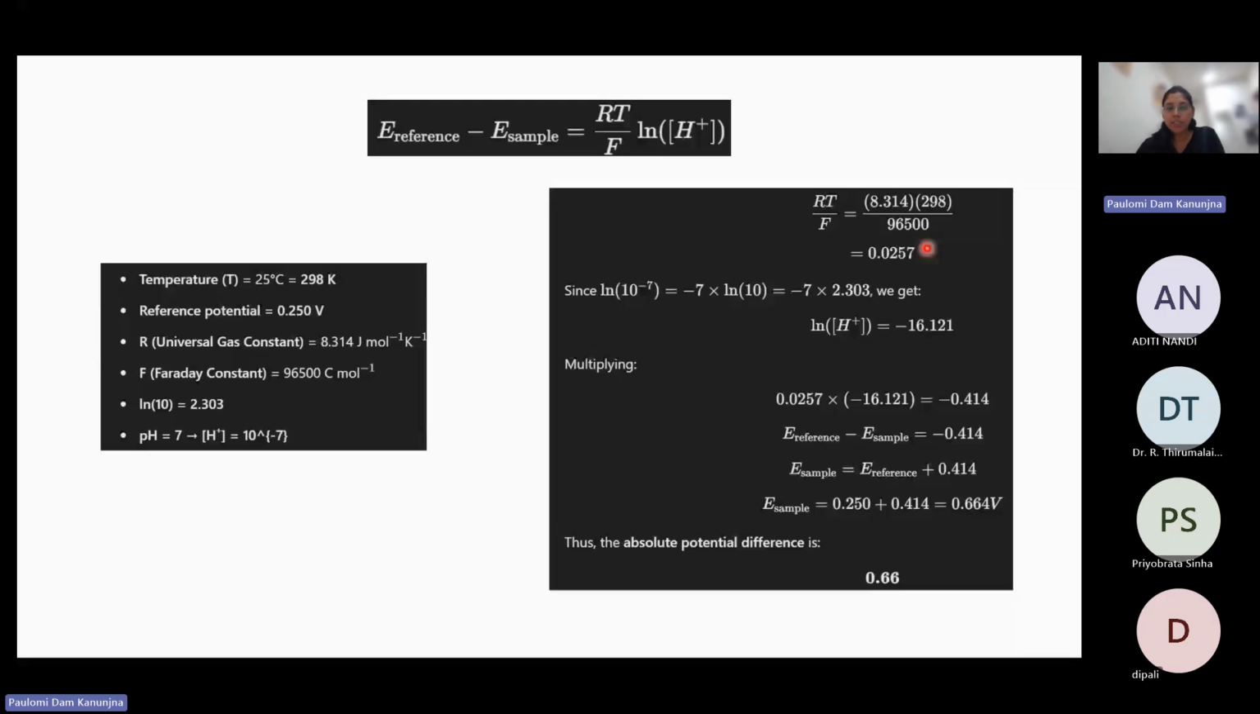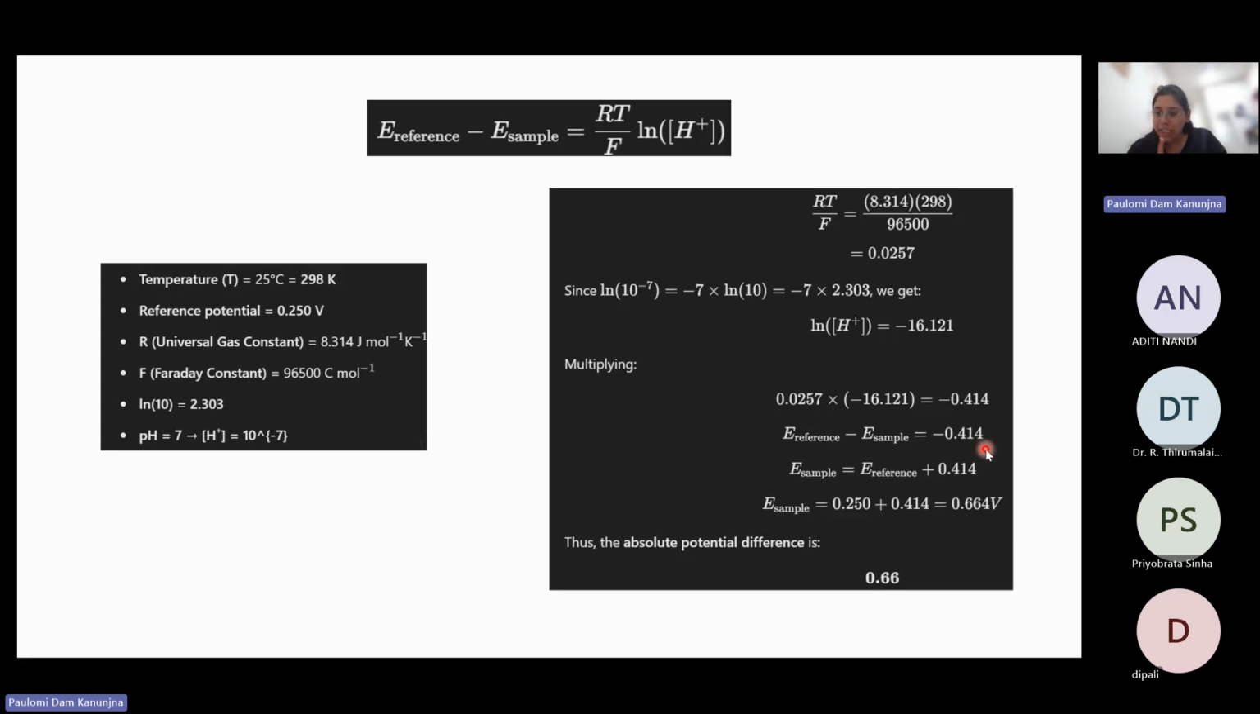Now you have ln H plus. So ln 10 to the power minus 7. If you simply solve it, you get minus 7 into ln 10. That's why ln 10 is given, because that's how you can open it, right? So when you do that, ln 10 is 2.303, into minus 7. That is minus 16.124. Right? So RT by F into ln H, which is this into this, is minus 0.414. This is what people got.